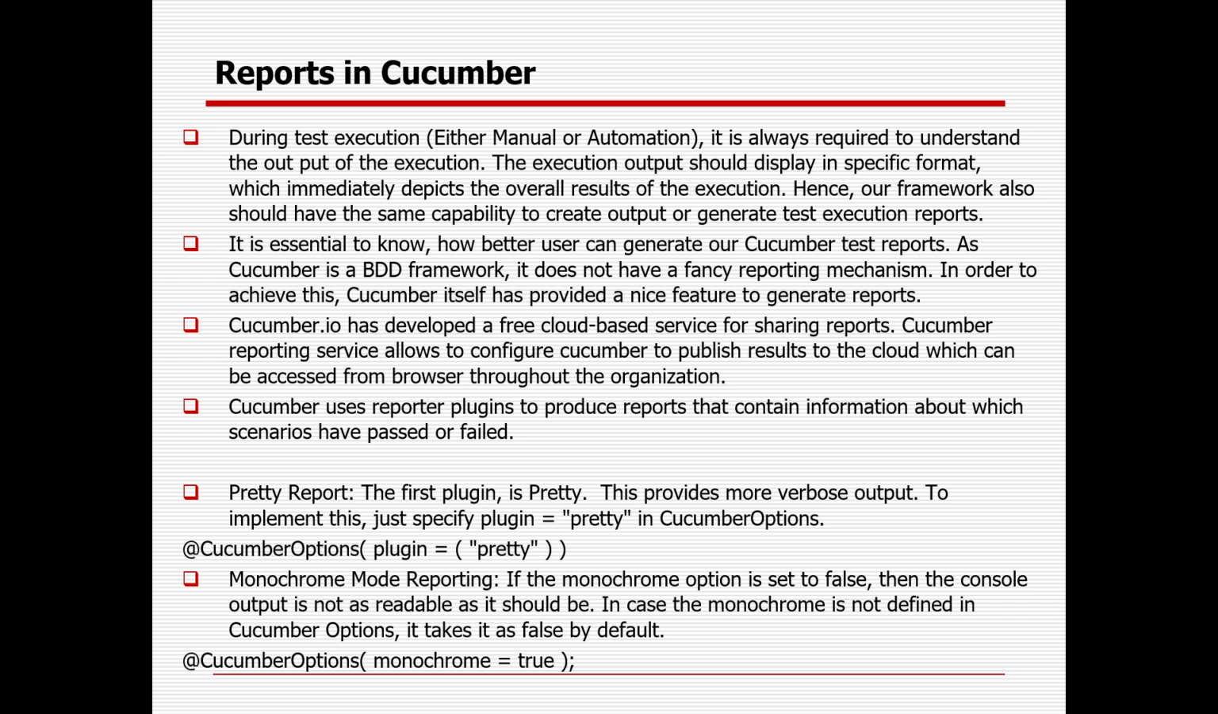So there are a couple of things we can generate. So the pretty report, what is pretty is required. You have already given plugin equal to pretty. Okay, this is the first plugin, pretty. It provides more verbose output. In case you are not using pretty, your output will not be in a readable format. Similarly, monochrome: in case you are not setting it, the console output is not readable. So these two things by default you need to define.